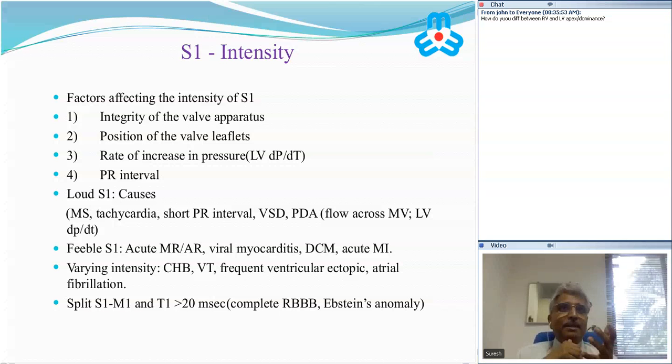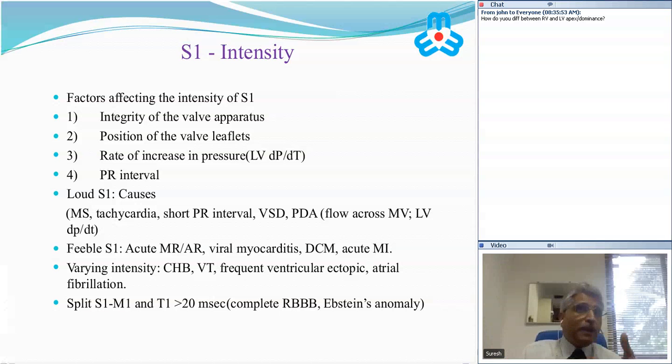If the mitral valve was wide open before it started closing, you get a loud first sound. Supposing the valve was nearly closed before you started closing it, you get a dull sound. And there are examples for both. In the case of a wide open valve, think of a long PR interval. The atrial contraction has occurred and there is a long interval after which the AV valve is closing. You get a soft first sound.